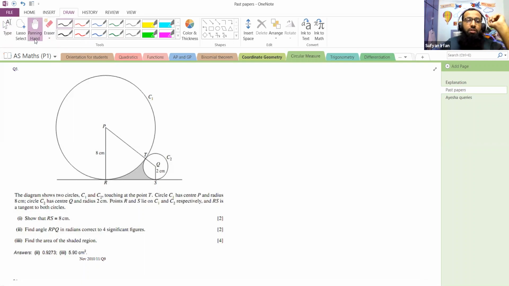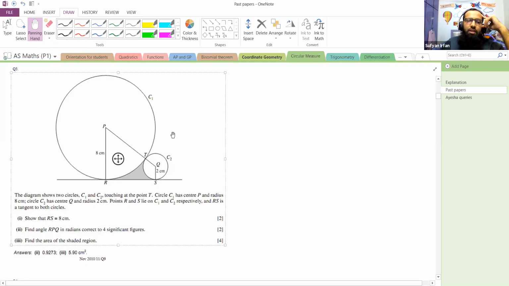The diagram shows 2 circles, C1 and C2. As we are reading the question, keep referring to the diagram just to make sure that whatever is written can be seen in the diagram as well. So the diagram shows 2 circles, C1 and C2. Yes, we can see the circle C1 is a bigger circle. The circle C2 is a smaller circle. Circle C1 has center P, and radius 8. The circle C2 has center Q and radius 2.